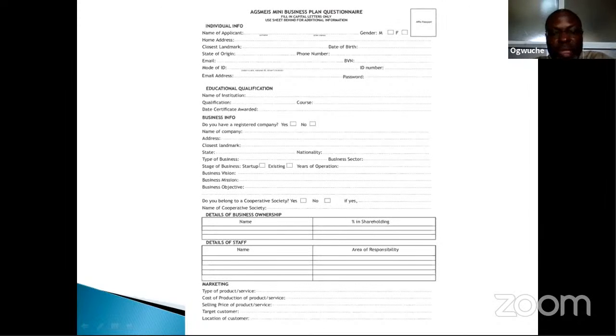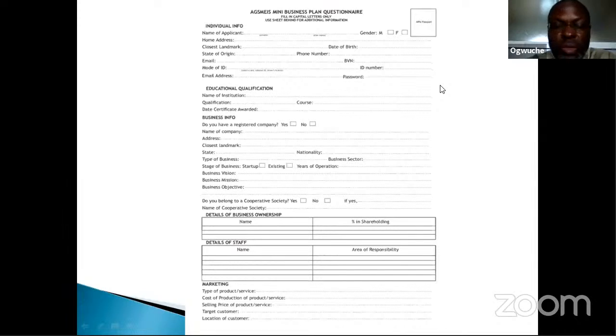Do you belong to a cooperative society? Yes or no? If yes, indicate. Like I said during the very first lecture we had the other day when we were talking about various types of loans, I did indicate then that cooperative society is one of the most popular institutions we find in most organizations in the country. People come together in cooperative societies where they put money together for achieving the purpose of members of that cooperative society. If you belong to a cooperative society, you have to indicate whether yes or no. And if yes, you give us the name of that cooperative society.